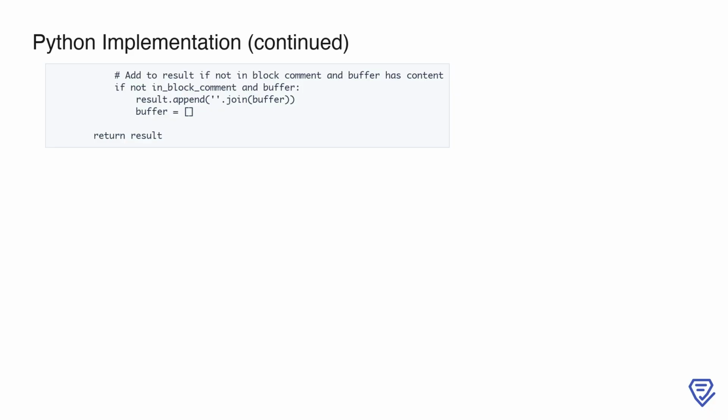After processing all characters in a line, we check whether we are not inside a block comment and if the buffer contains any characters. If both conditions are true, we join the buffer into a string and append it to the result list, then clear the buffer for the next line. Finally, the method returns the result list, which contains the source code with all comments removed. This ensures the code is processed line by line, while handling both single-line and block comments appropriately.